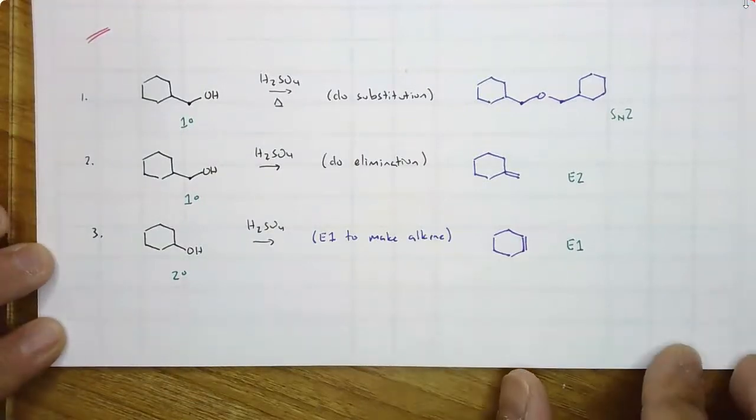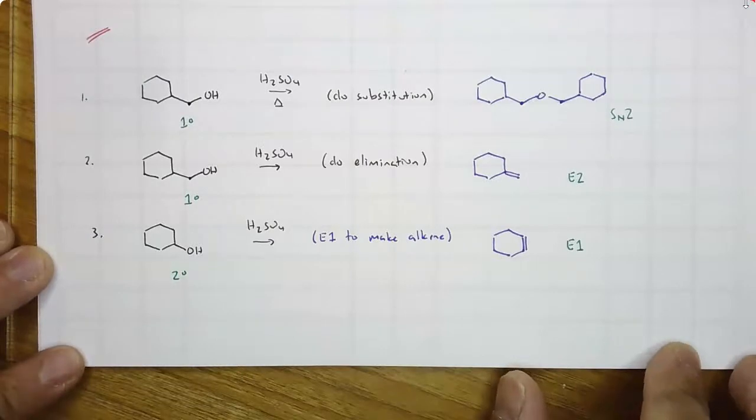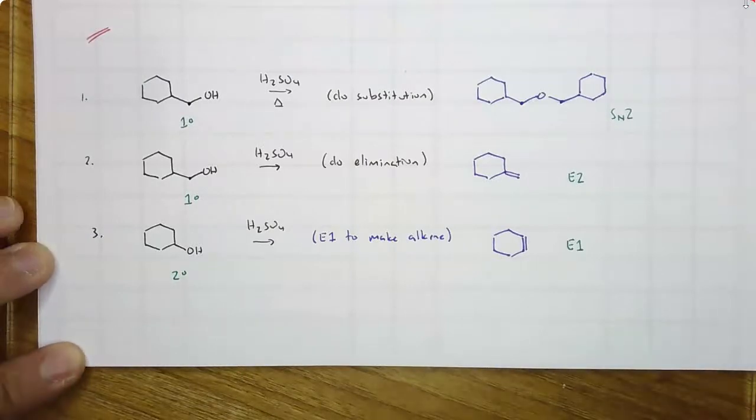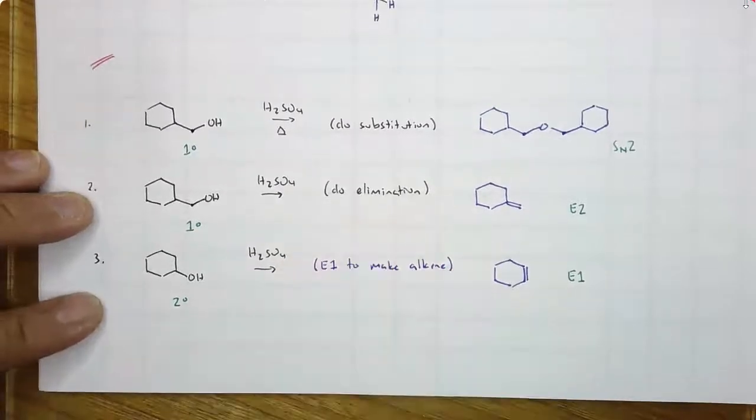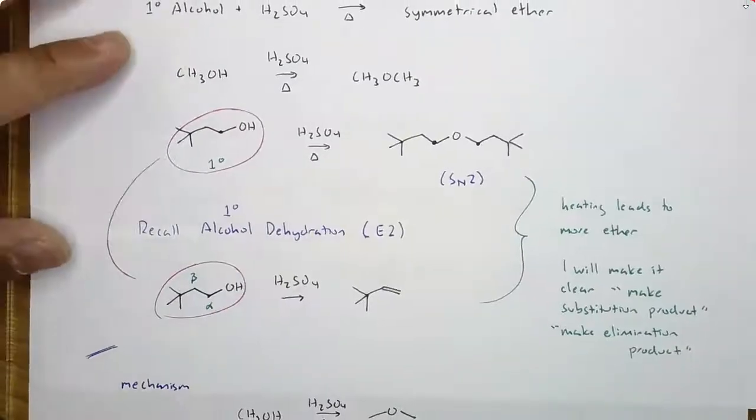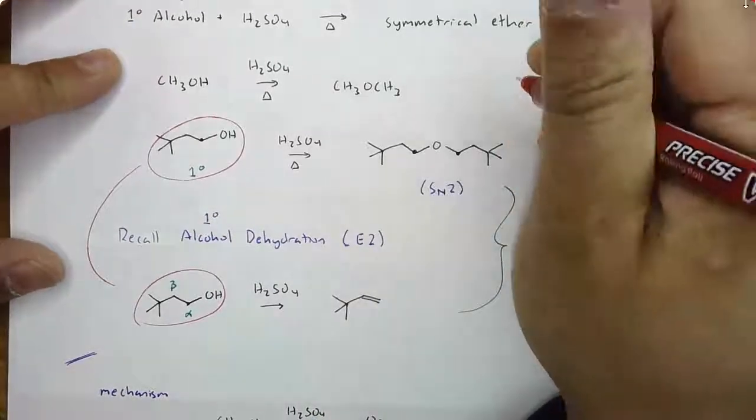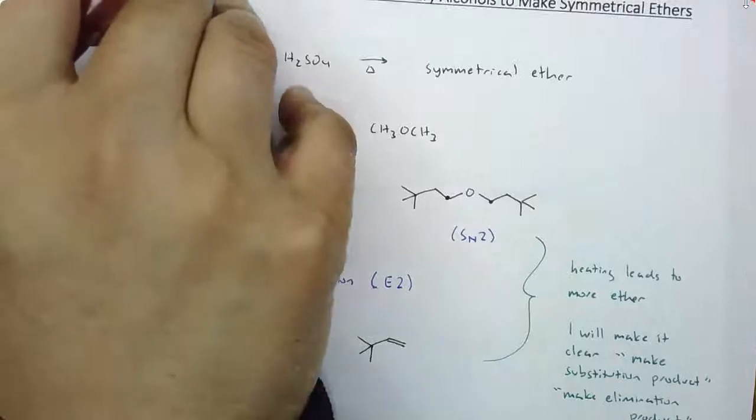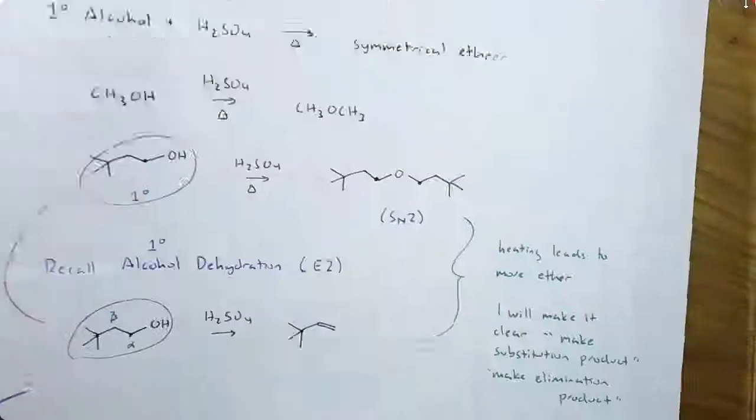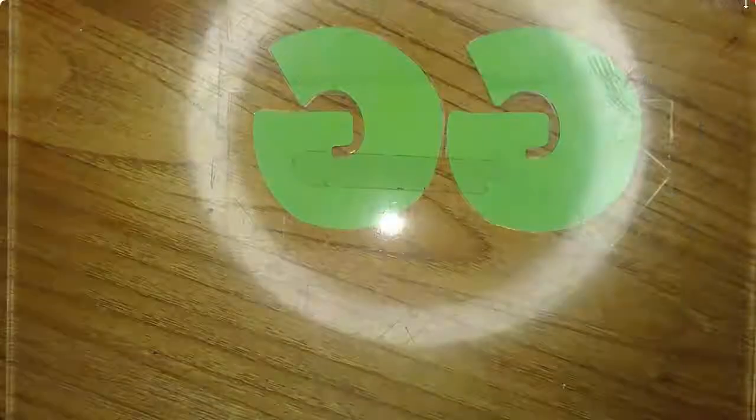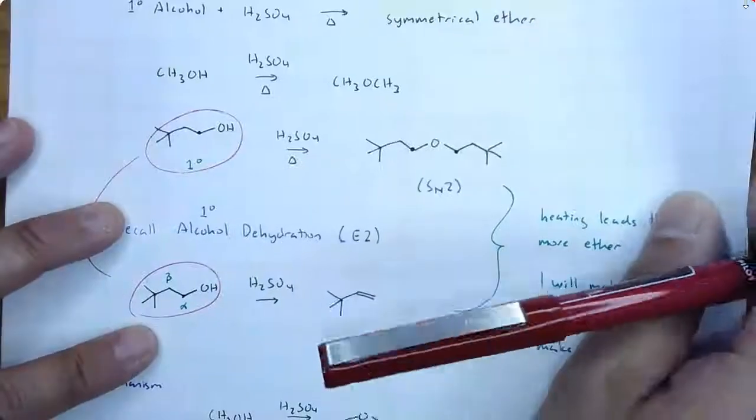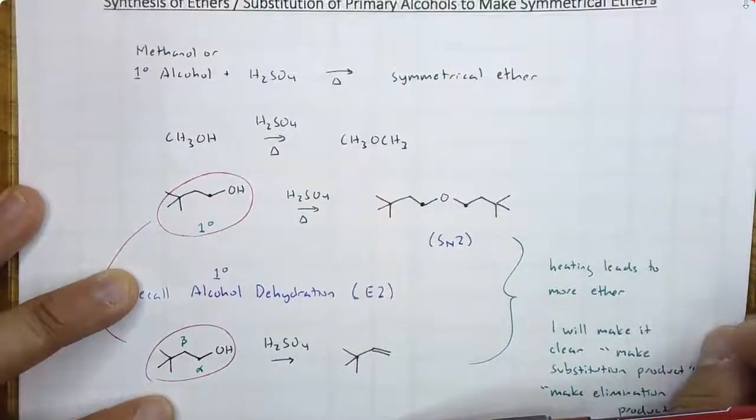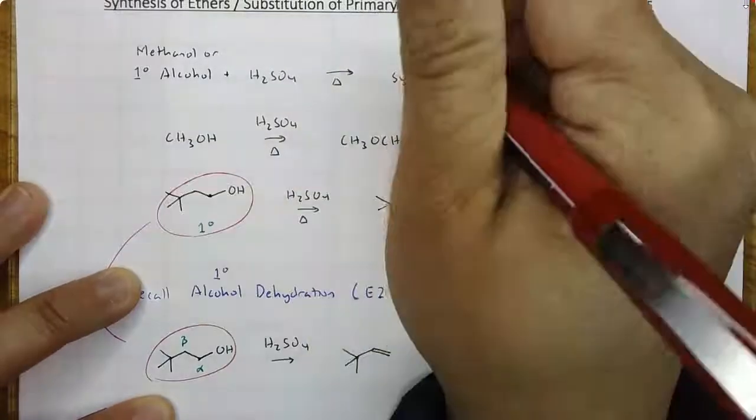On the next video, I'll go over another way to make ether because there are limitations. What is the limitation? Well, the limitation is it has to be symmetrical, right? That is a limitation because what if I want the groups on the oxygen to be different? And I'll end off with that. So here, this is a limitation.